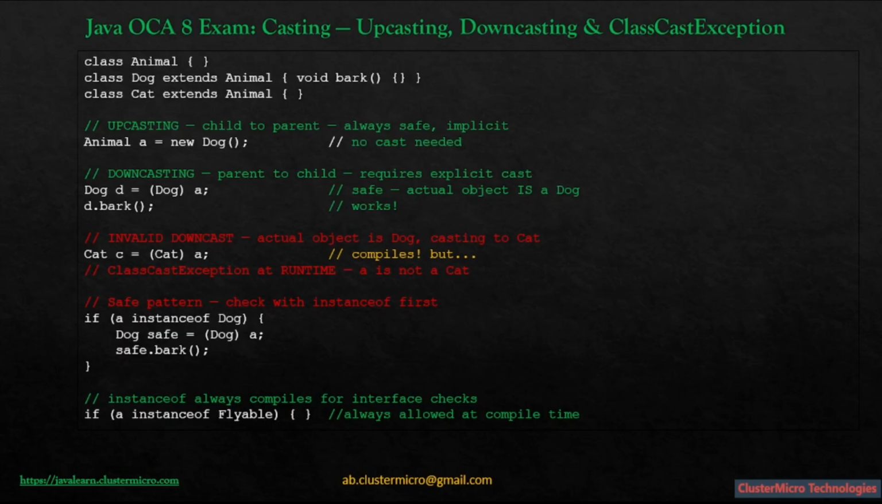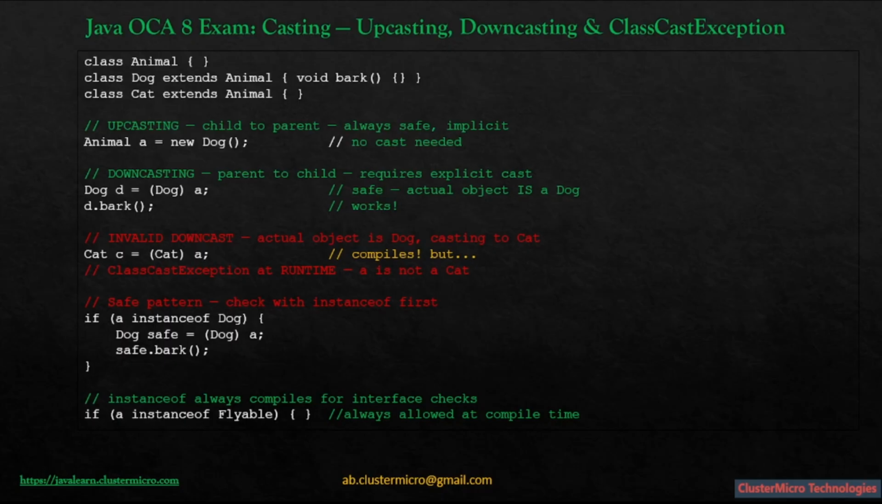This is the foundation of polymorphism. However, downcasting requires an explicit cast. If we see Dog d = (Dog) a, it's downcasting here, then d.bark. Downcasting goes in the opposite direction, from a parent reference to a specific child type.